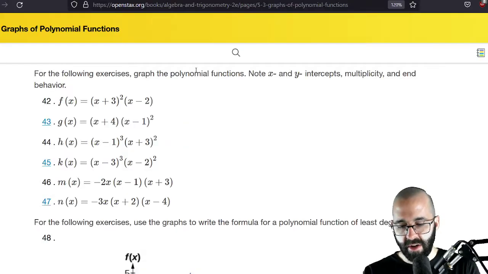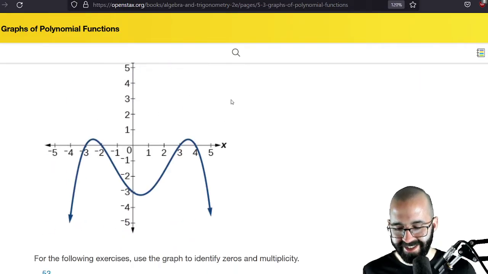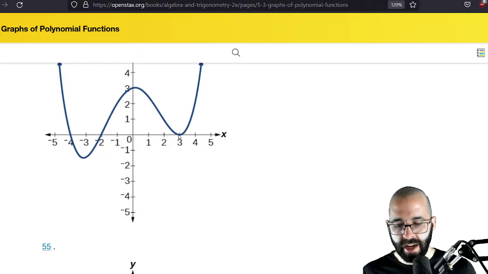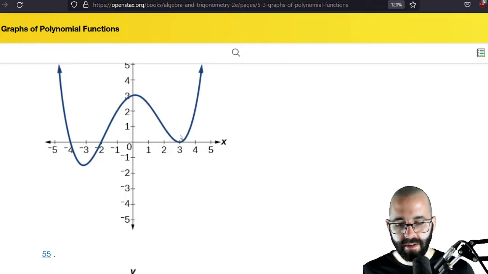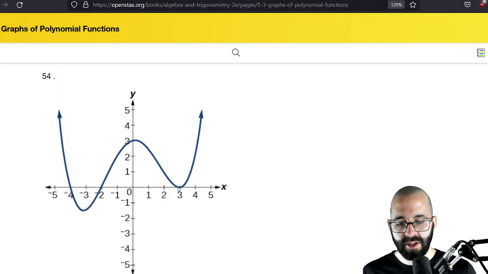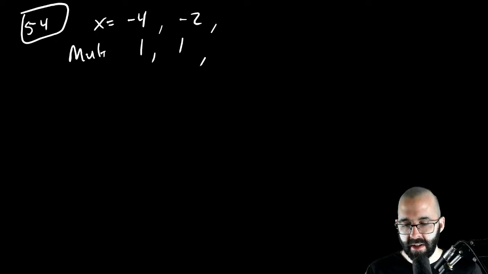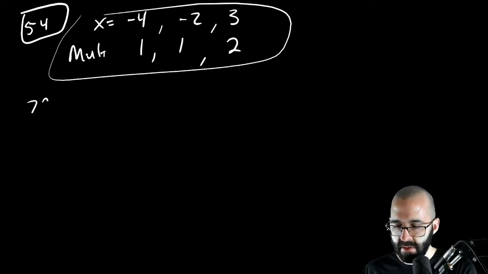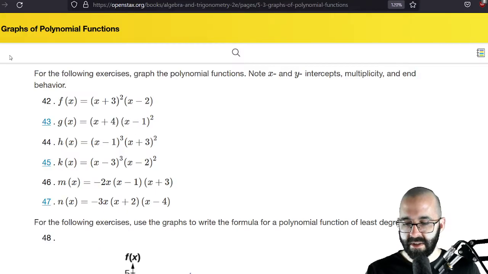But there was one more 0, right? One more 0 when x is equal to positive 3. Multiplicity 2, it bounces off like a parabola. Positive 3, multiplicity 2, that's number 54. Let's do 72.